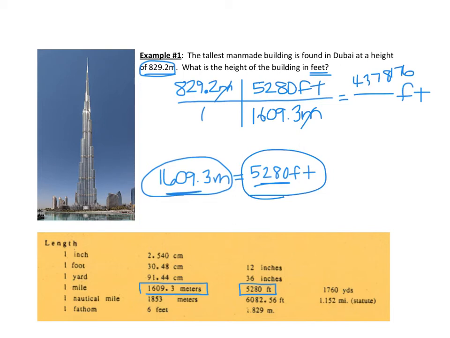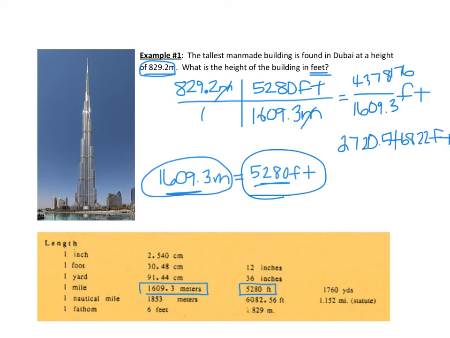All right, and then we multiply across the bottom. 1 times 1,609.3. There's no unit on the bottom because the meters have canceled. Then I'm going to divide. So I'm going to divide the 4,378,176 by the 1,609.3. And my calculator gives me a huge answer of 2,720.546822 feet.